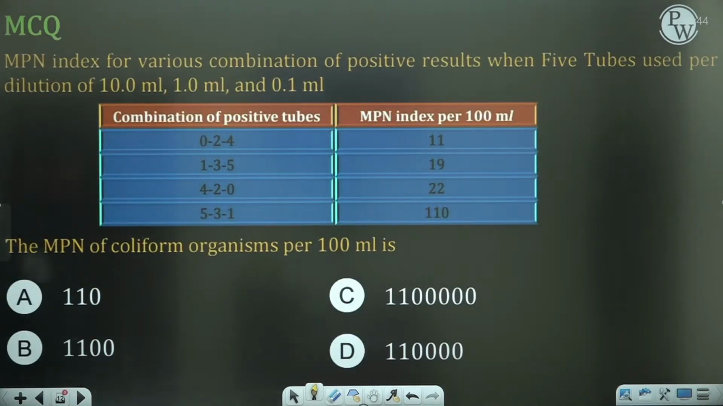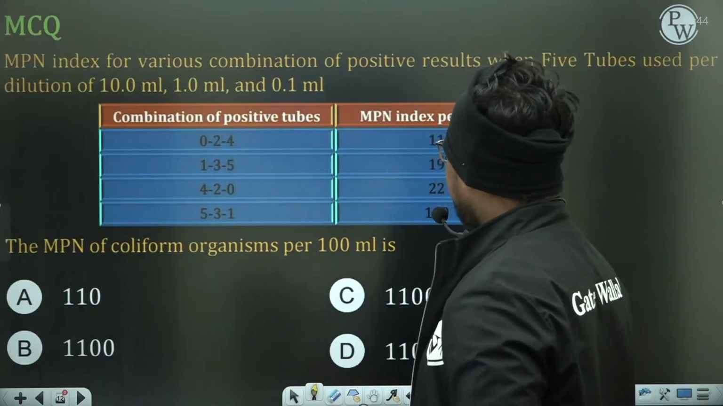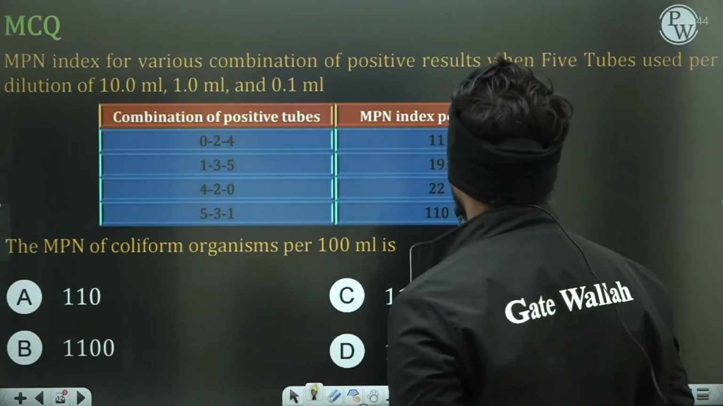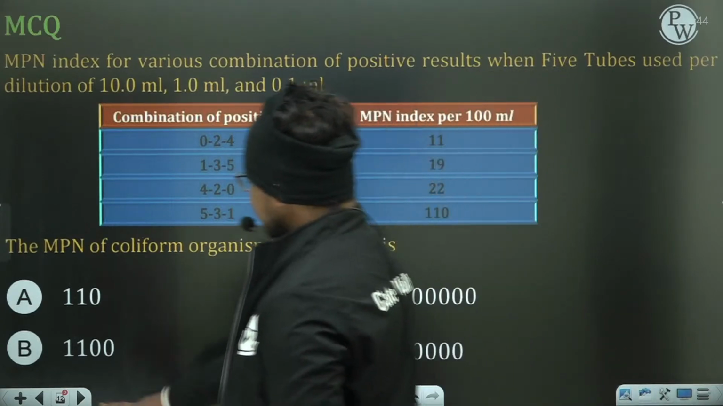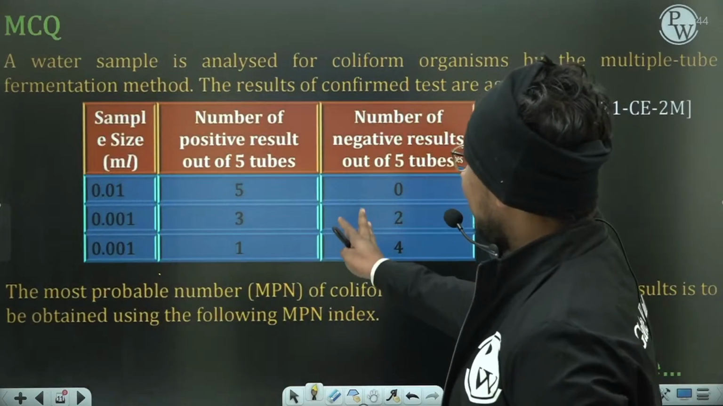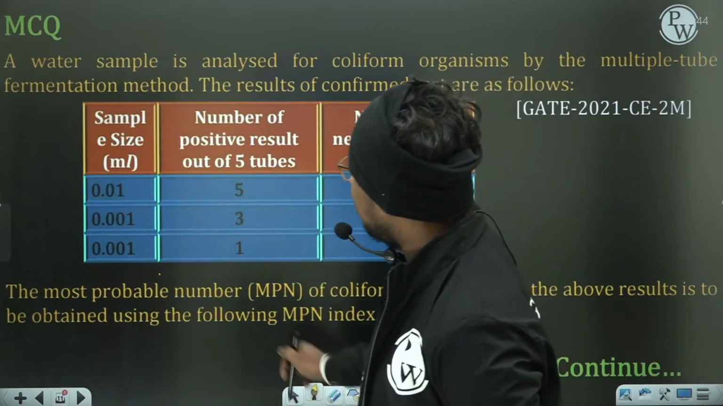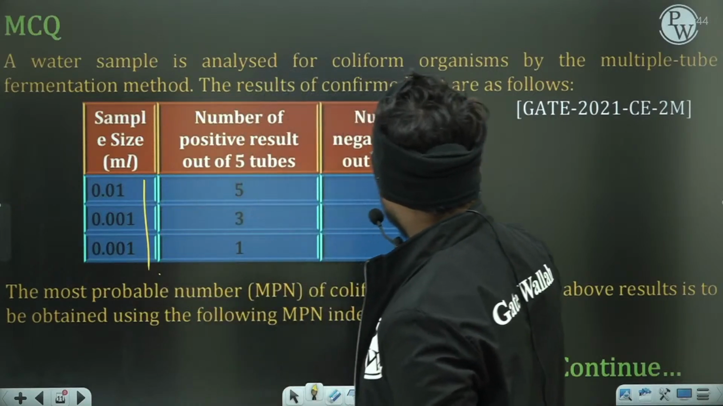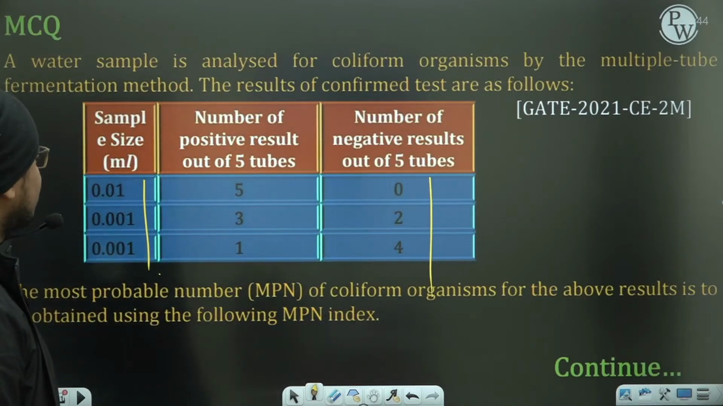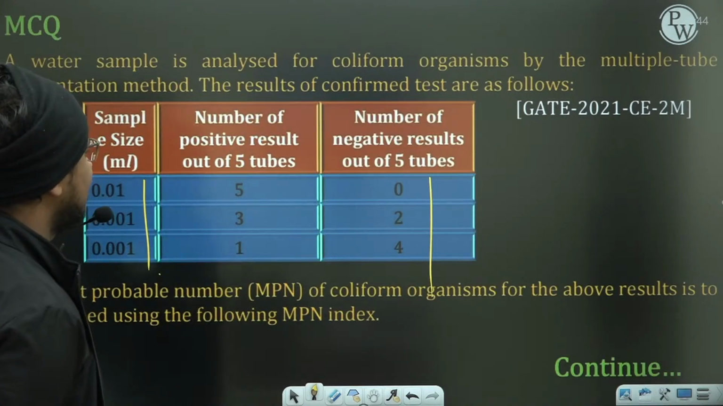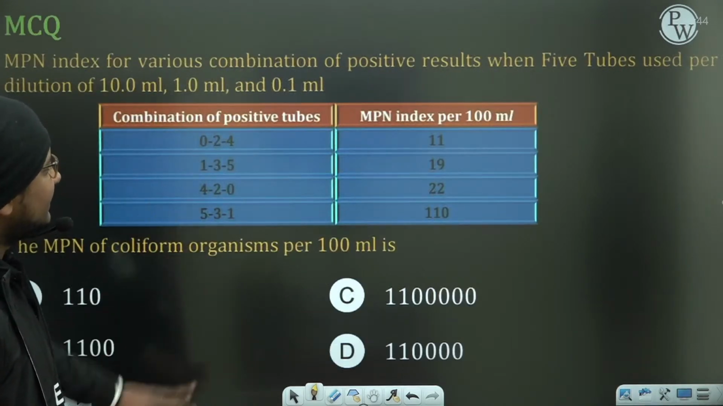This is what they are asking you. For 100 ml, and these are the standard table data which is given to you. So this one is nothing but the test sample, like for 531. These are the sample dilution, and these are the number of positive and negative test results. So 531, and here this is the standard sample.